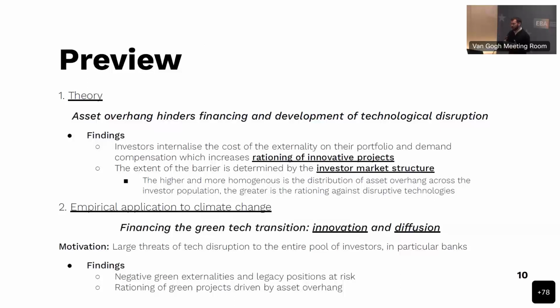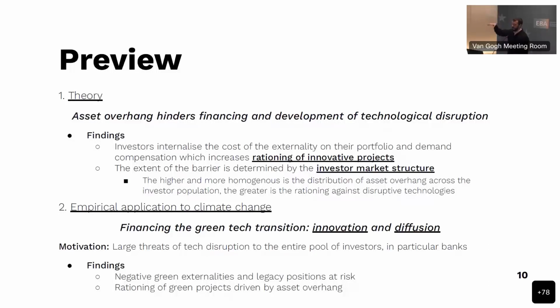And so let me give you a preview of our results. The paper has basically two legs. One is a theoretical leg where we develop a very simple model where we show conditions under which asset overhang may hinder the financing and development of technological disruption. The story here is simply that at the individual level, investors will internalize the cost of the externality on their portfolio, and they will demand a compensation from the firm, which in turn increases the rationing of disruptive projects.